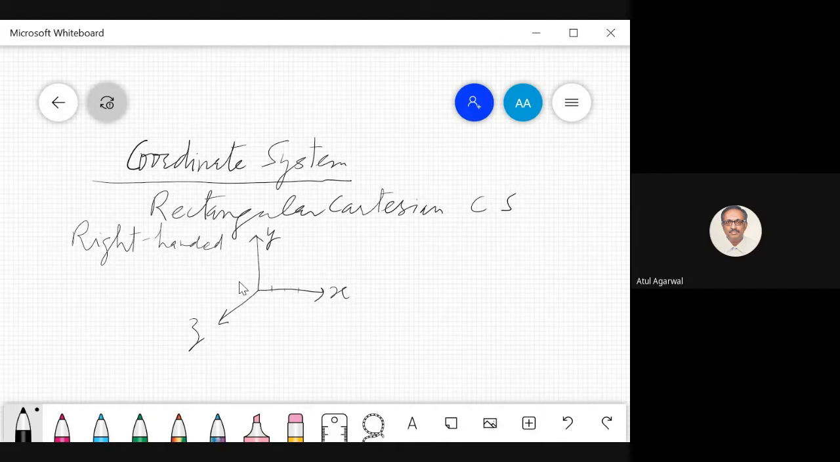If you take x-axis to y-axis, you see, you have to rotate the screw counterclockwise. Going from x-axis to y-axis involves counterclockwise rotation. If you have a right-handed screw, it will come towards you in the direction of z-axis.